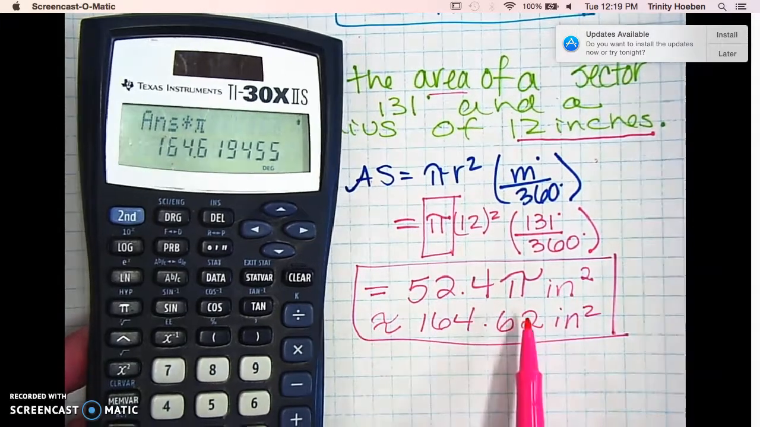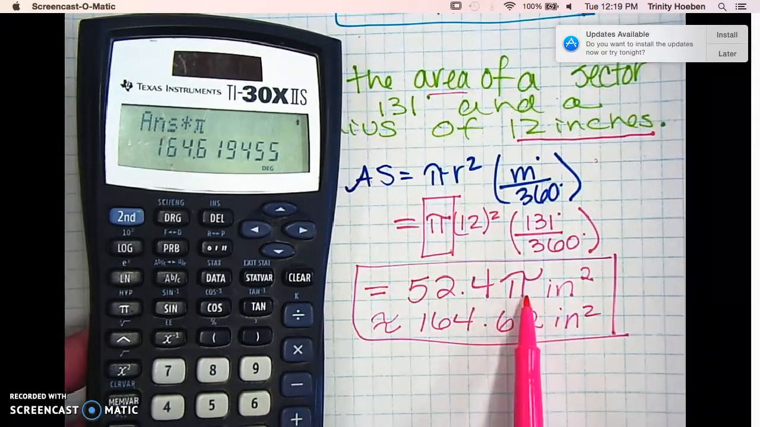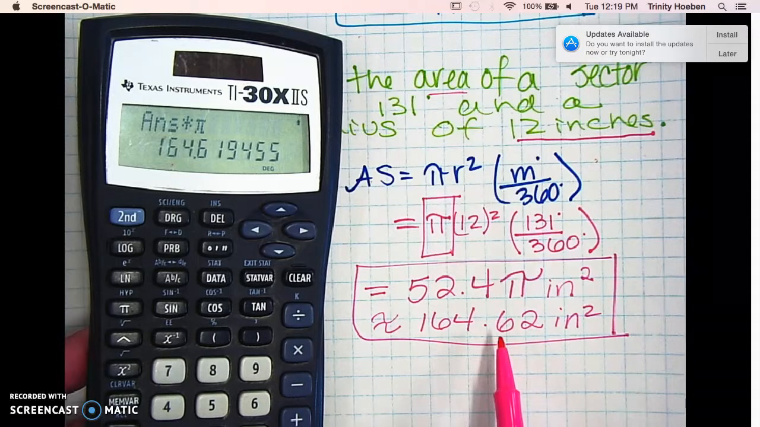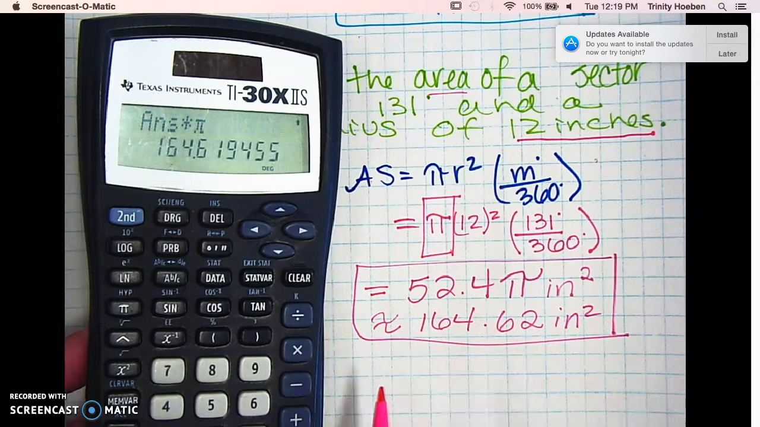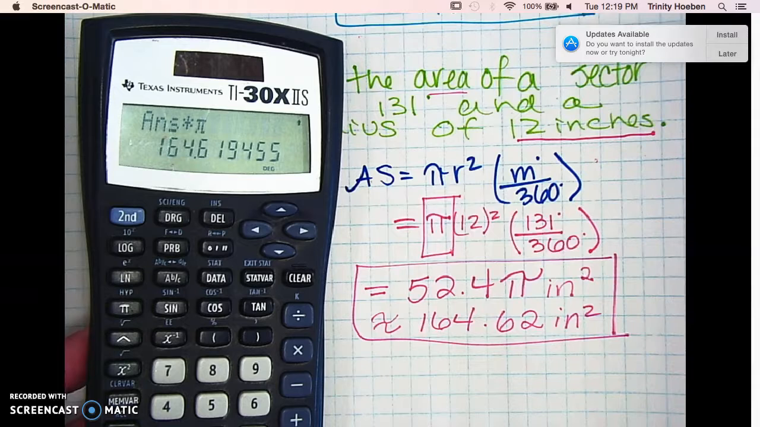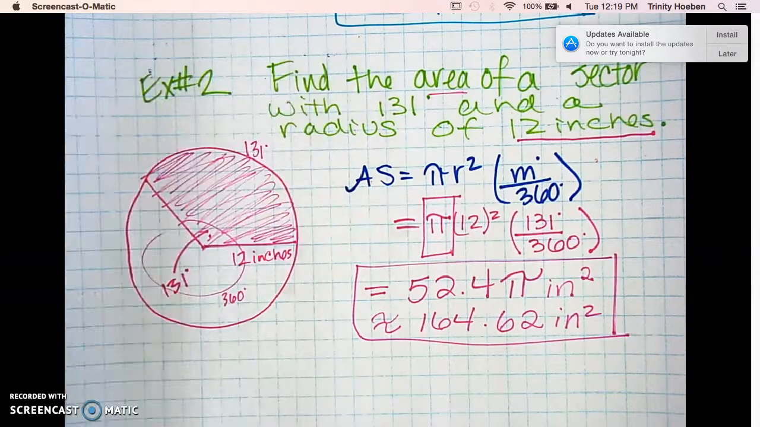Okay, so if they ask you for your answer in terms of pi, give this one. If they ask you for your answer as a decimal, give this one. If you're not sure, give both. All right? Any questions on example number 2?